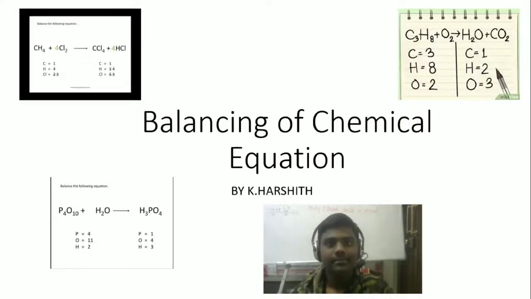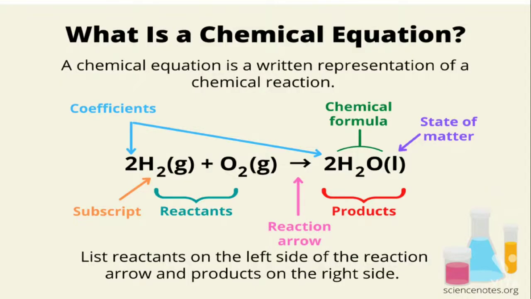Today in my video, we are going to see how to balance a chemical reaction equation. Now, basically, what do you mean by a chemical reaction? A chemical reaction is nothing but the conversion of the reactants to products. Now, as you can see on your screen, on the LHS side, you have the reactants, and on your RHS side, you have the products.